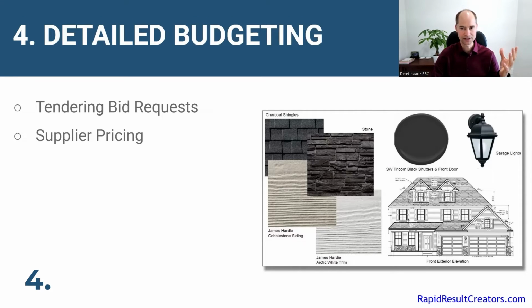Then you're going to get supplier pricing. This is going to be based off selection. So the clients are going to go through the design process. They're going to say, we want this kind of siding, we want this type of decking, we want this type of flooring, whatever it is, and you're going to need to get pricing from your supplier so you can build that into your estimate and get very specific with the costs of the project.